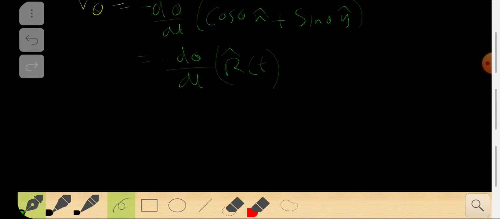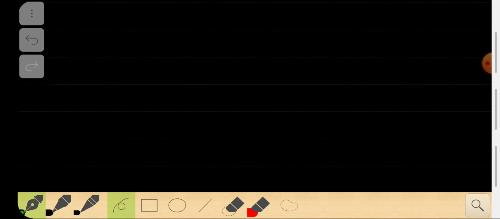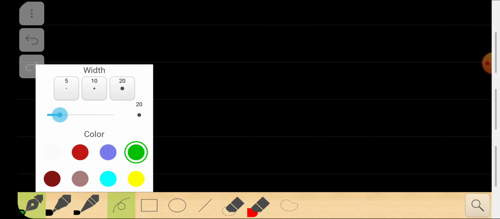So we got two equations. I'm going to write them both down in a box.